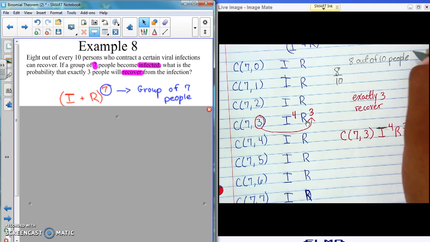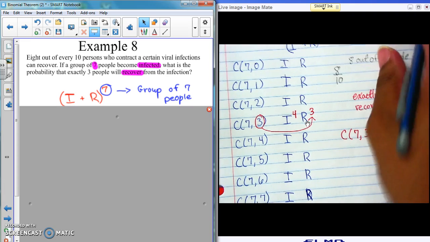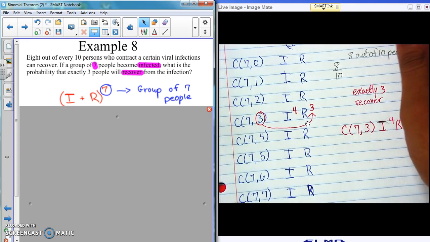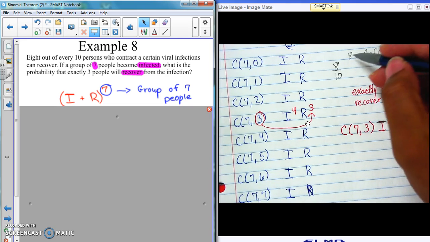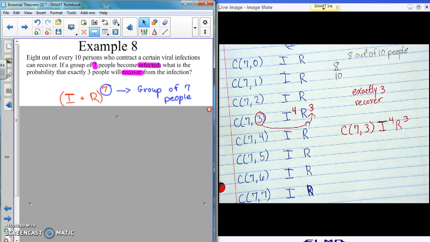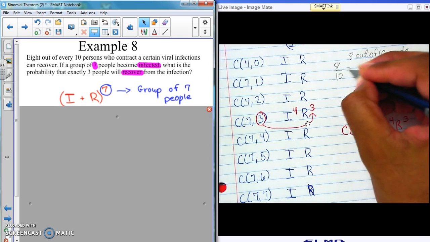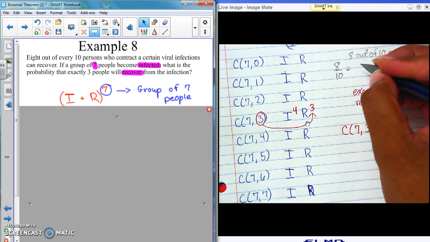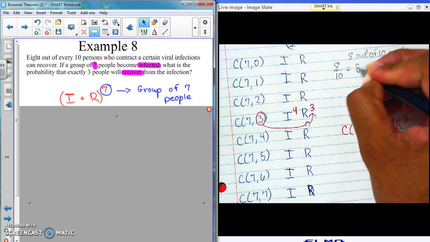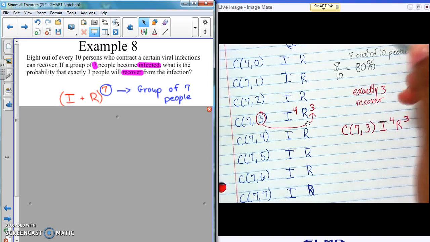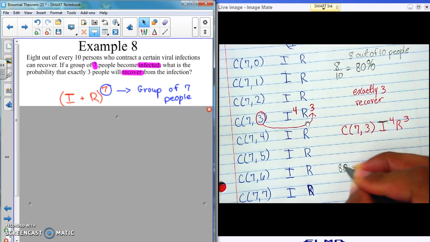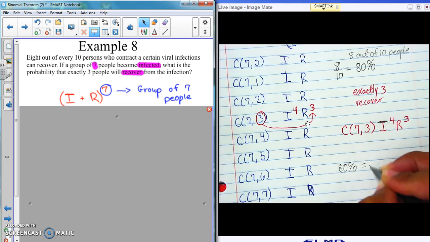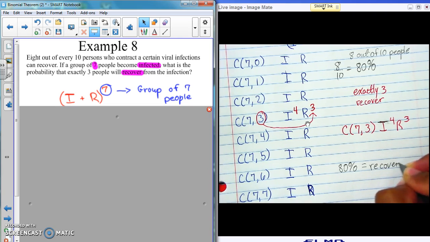Okay, so we know from when you learned about ratios and all that stuff, you can write them 3 different ways. You can write like this, you can write like this, or you can write with the colons. But here, if we take this, what percent is 8 over 10? 80%. So that means 80% is for recovery. So what percent is for infected? 20%, yay.